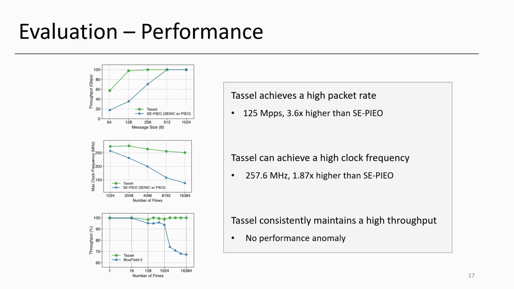We then measure the maximum clock frequency that the rate limiter can achieve, varying the number of supported flows. As shown in the second figure, Tesla achieves a high clock frequency and shows a slower decline in frequency when the number of flows increases. We also compare Tesla with BlueField 3 in terms of the aggregate throughput while increasing the number of QPs. As shown in the third figure, Tesla consistently maintains a high throughput without performance anomaly.